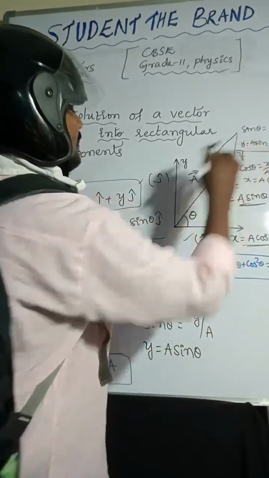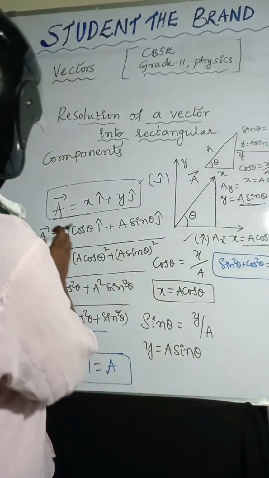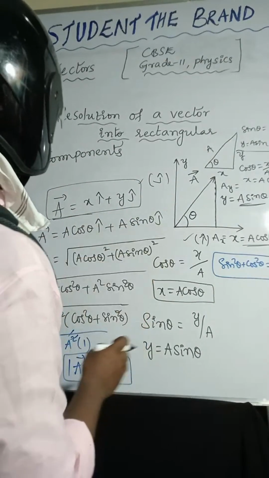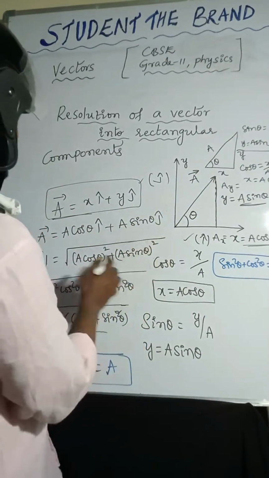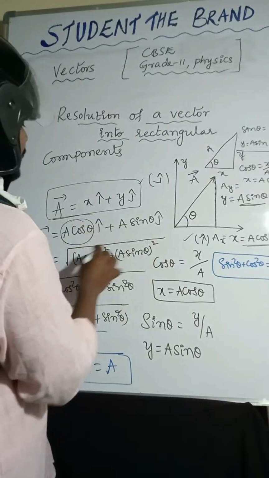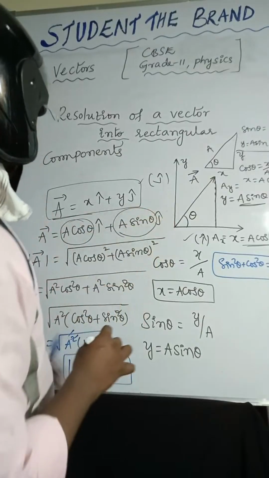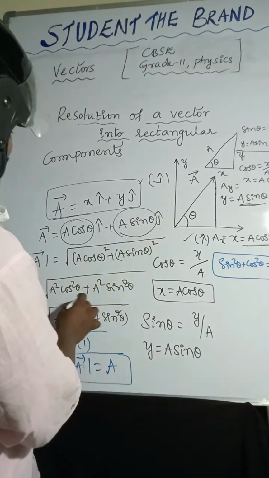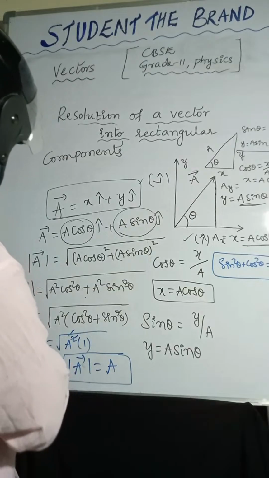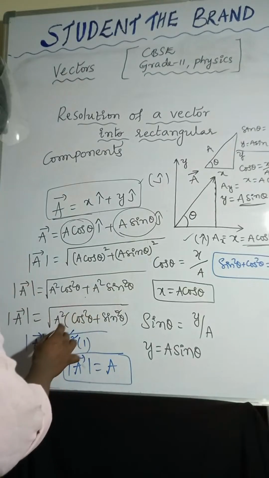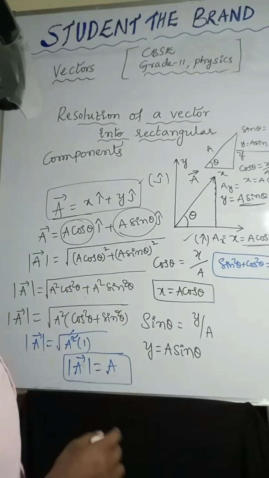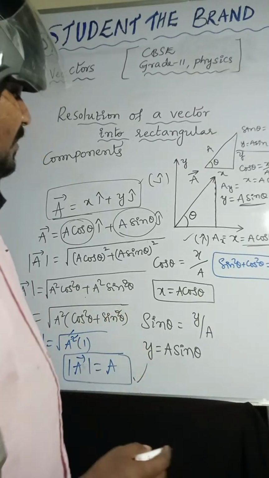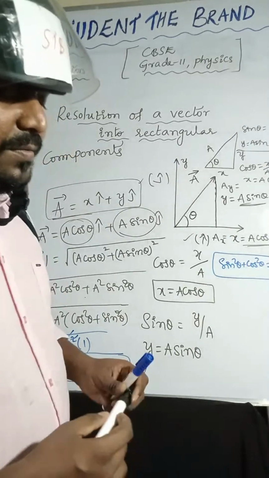Now you can observe. Understood? So a bar equals a cos theta i cap plus a sin theta j cap. Mod a bar equals root over, so we are taking only magnitudes, a cos theta whole square plus a sin theta whole square. So a square cos square theta plus a square sin square theta. The root gets cancelled, so this is the remaining. Okay, so that's enough.